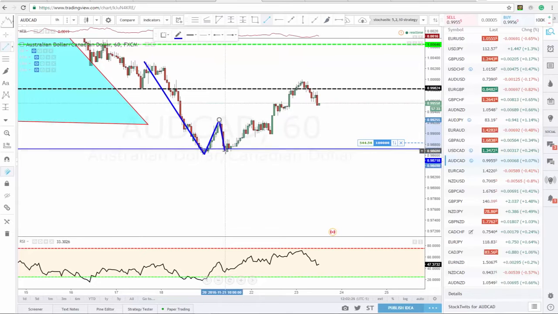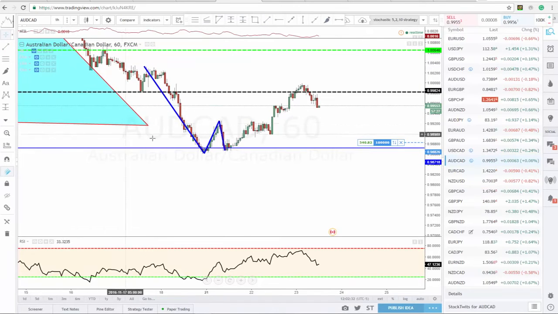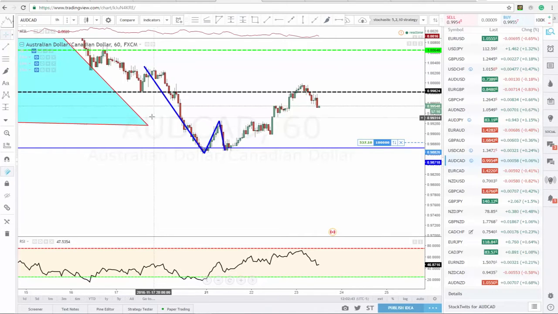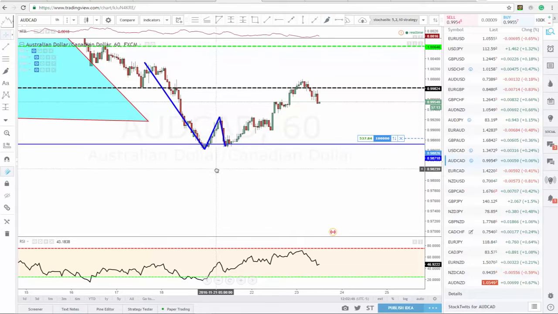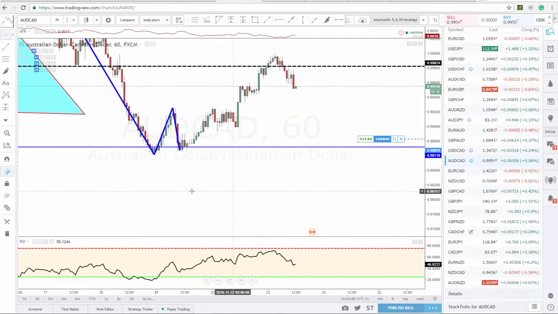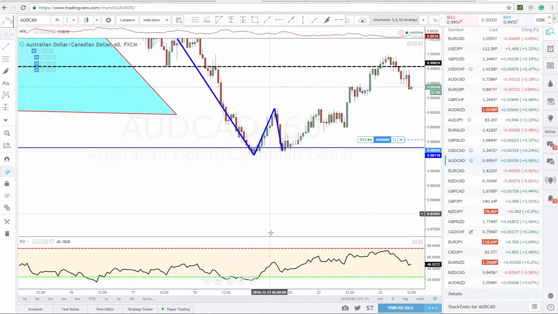forming here. And considering that we are at this cipher pattern completion, or around the cipher pattern completion, we are around a daily level of significant structure. I already know my bias is long. An entry reason that I can use is a double bottom with bullish divergence on the RSI. So here we have our double bottom.